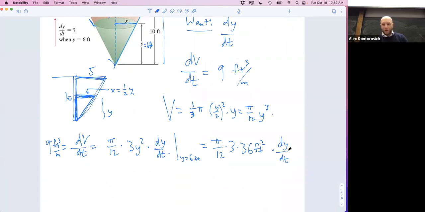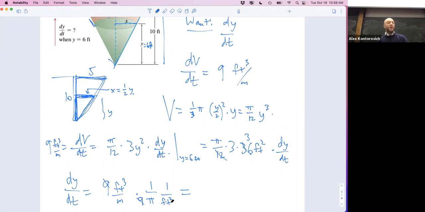Let's combine these two forms. So let's solve for dy dt. Dy dt, the change of the height with respect to time, is I have this 9 cubic feet per minute. And then I'm going to divide by all of this stuff. So I'm going to divide by pi. I'm going to divide by, can I simplify this a little? I have a 12 and a 36. That's 3. 3 times 3, 9. So I'll put the 9 over here. In fact, that's going to cancel that 9 in a second. And feet squared is 1 over feet squared because I'm dividing to the other side. Everybody see what I did? Okay, great. The 9s also cancel.